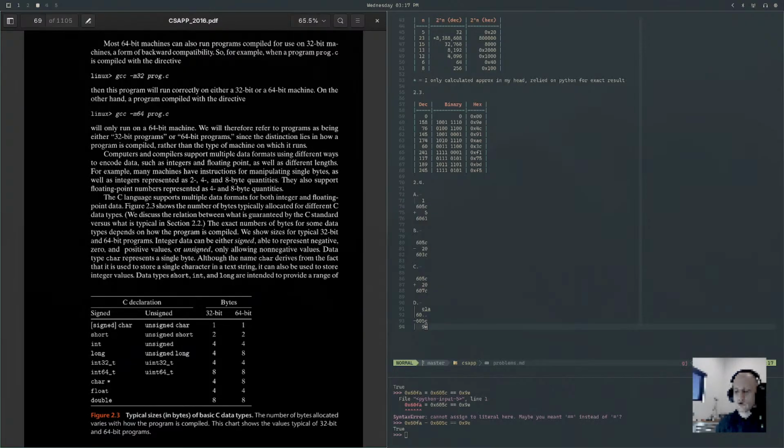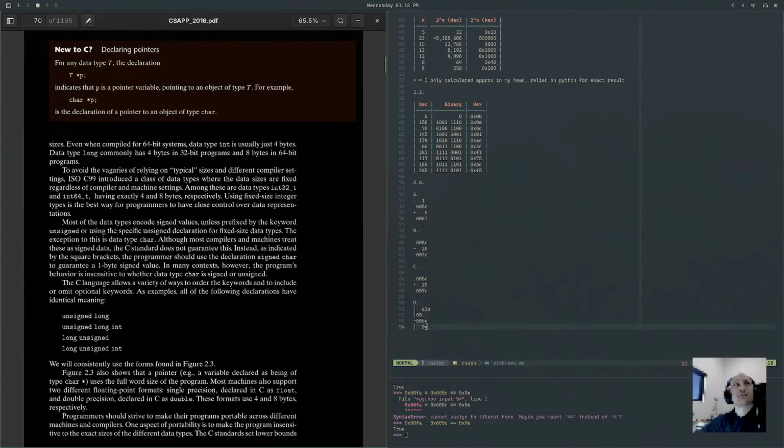Data type char represents a single byte. Although the name char derives from the fact that it is used to store a single character in a text string, it can also be used to store integer values. Data types short, int, and long are intended to provide a range of sizes. Even when compiled for 64-bit systems, data type int is usually just 4 bytes. Data type long commonly has 4 bytes in 32-bit programs and 8 bytes in 64-bit programs.